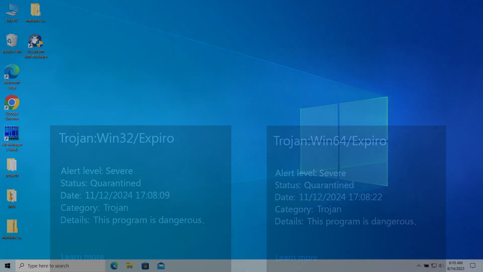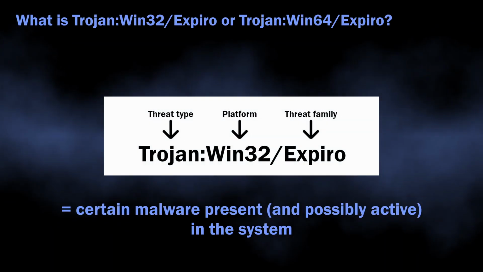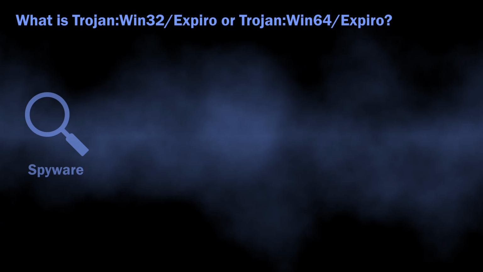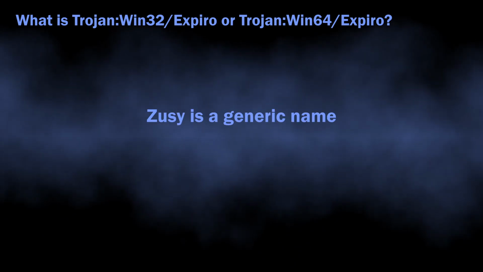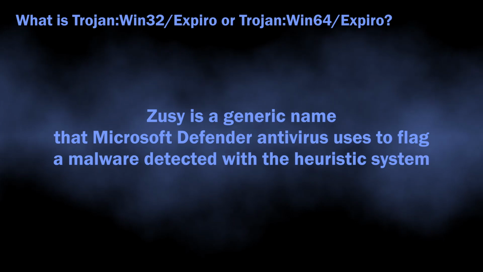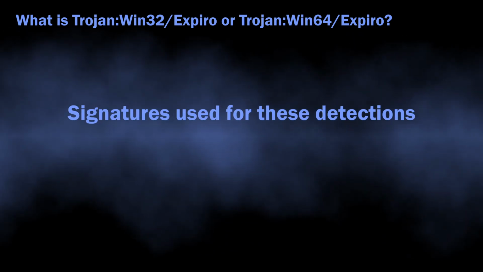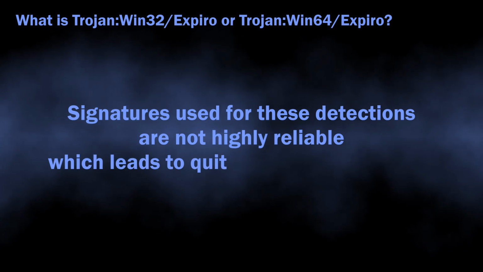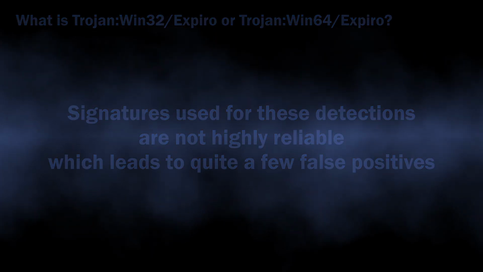remove the real threat. In normal situations, Trojan Expiro can flag a wide variety of malicious programs, from loaders, spyware, and backdoors to ransomware. The name is totally generic, there is no big malware family that has such naming. The signatures that are used to detect this malware are not very reliable, which leaves plenty of room for incorrect detections, but we will get back to it later.